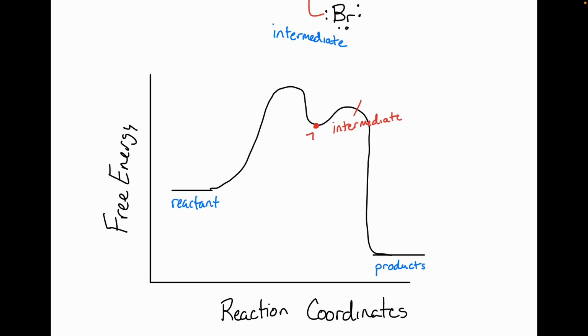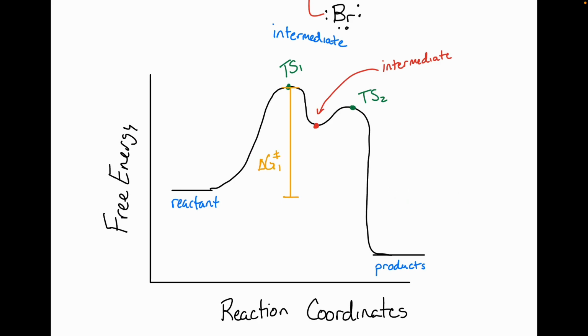Let me move this out of the way, actually. All right, because of that, it's got two transition states then. This first one and this second one. All right, two maxima. And thus it's also got two activation energies, two of those delta G double daggers. The first one is the energy that these reactants have to overcome. That's delta G double dagger 1.